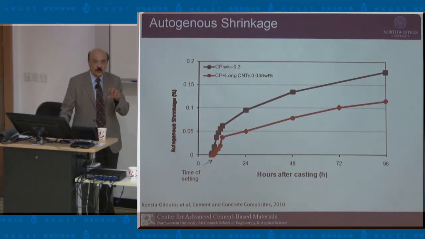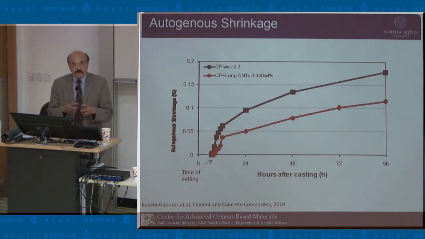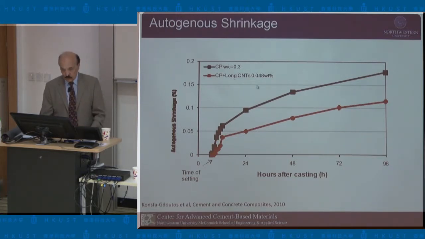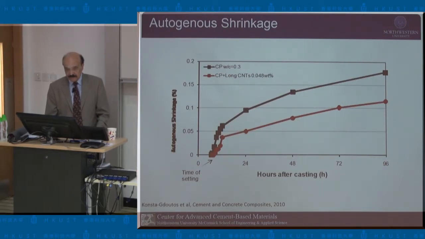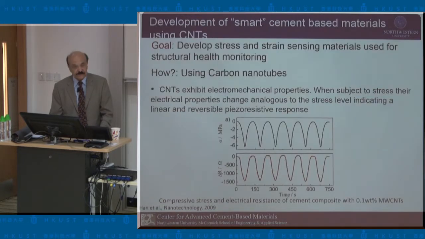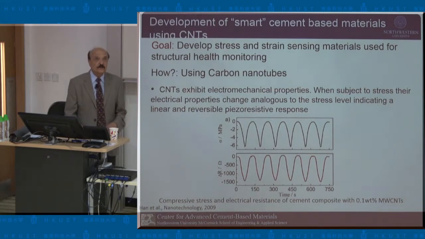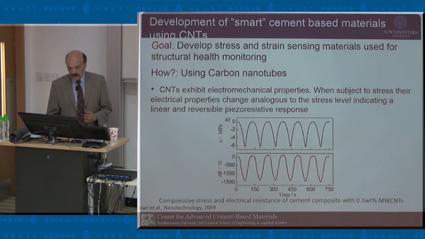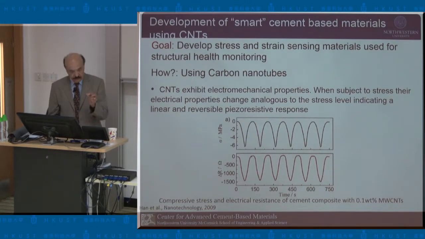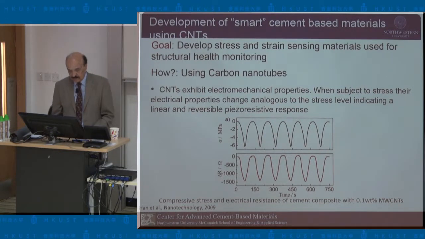And then we also saw not only improvement in mechanical property, but also in transport property, manifested with autogenous shrinkage. This is autogenous shrinkage of low water to cement ratio cement paste, and this is with 0.10% of nanotubes, a substantial reduction. People are also talking about using this material as a smart material, using it as a piezoresistive sensor. Here it's made with a small amount, in this case 0.1%.